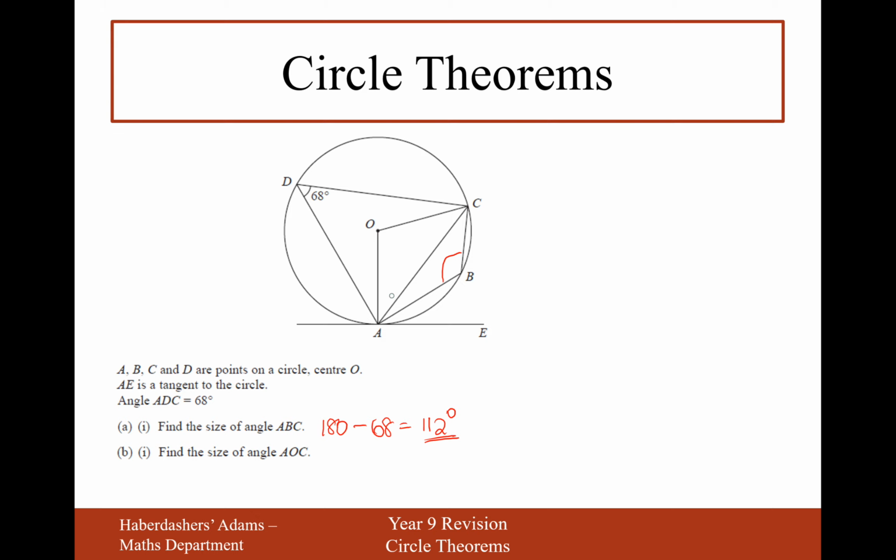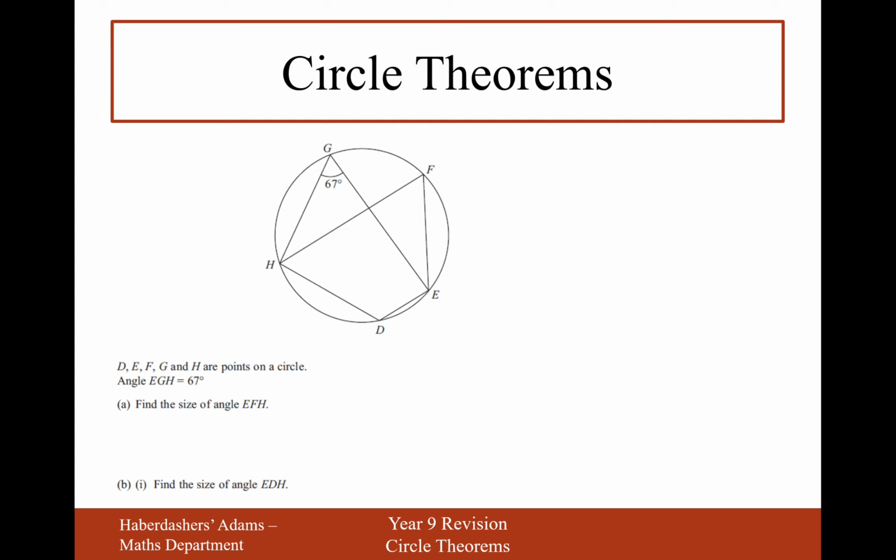And find the size of angle AOC, so that will be this one here. Well, this one's the Arrowhead Theorem, ADCO, there's the arrowhead there, so you double this number to get to this angle inside here. 2 times 68, that will give you 136 degrees. There we are. Let's move on to the next one.